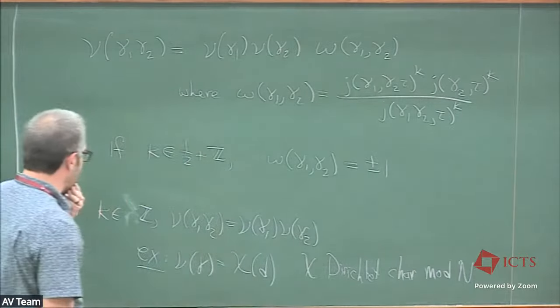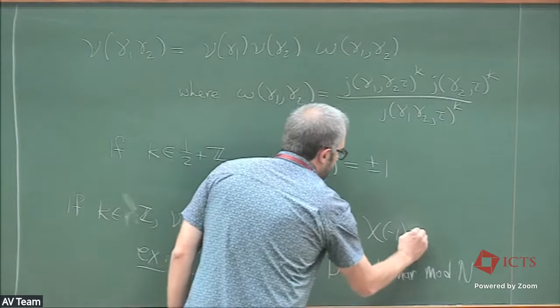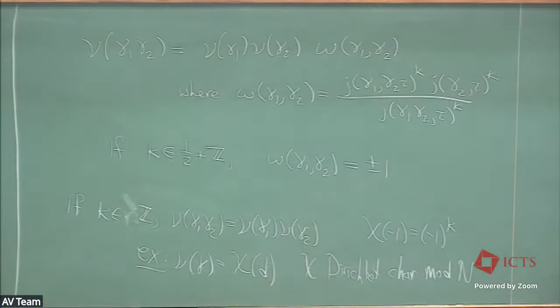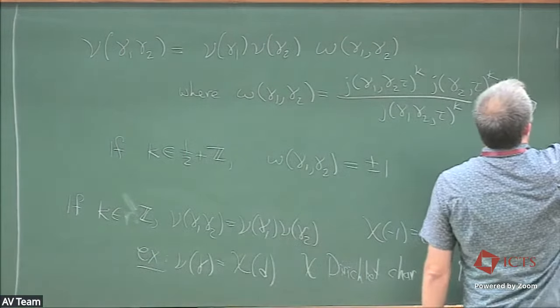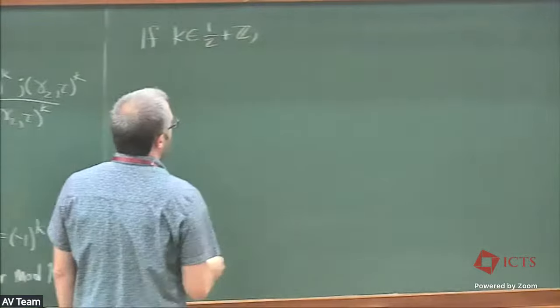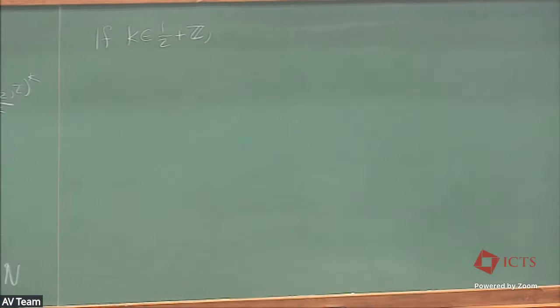Oh, and I guess we can say a little bit more about this. We need to have that chi of minus 1 is minus 1 to the k. So if k is even, then you need an even character. If k is odd, you need an odd character. Now, if k is half an integer, there are lots of interesting examples here, but I'm going to mention 2.